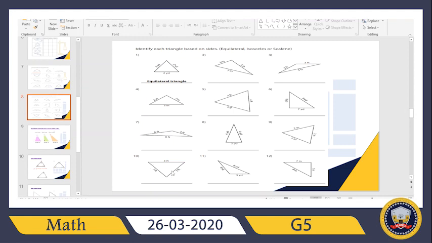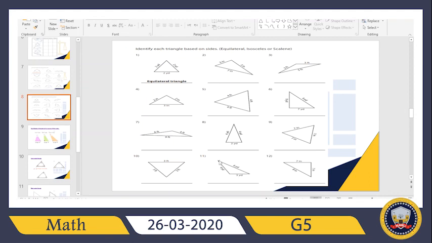Number 10. The three sides are also equal to 3 feet. The first side equals 3 feet, second side equals 3 feet, and the third side equals 3 feet. So all the sides are equal in their length. So this triangle is an equilateral triangle, right? It's an equilateral triangle.